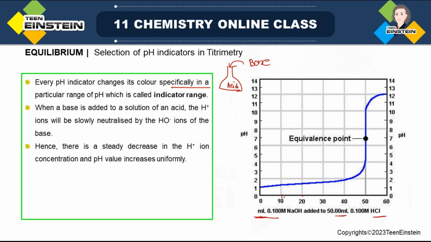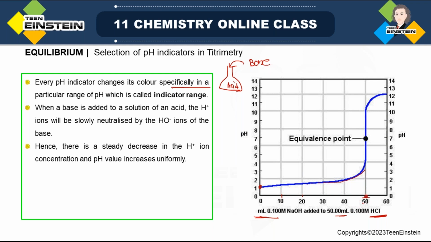Now when you have started the titration, here in the conical we have only acid. That means pH is very low. So see the starting point here, pH is around 1. Now gradually, when you are adding NaOH dropwise, the H plus of the acid will be consumed. The H plus coming from HCl will be consumed by the HO minus coming from NaOH. So gradually the pH value is increasing, and suddenly when you have reached the value 50 ml.